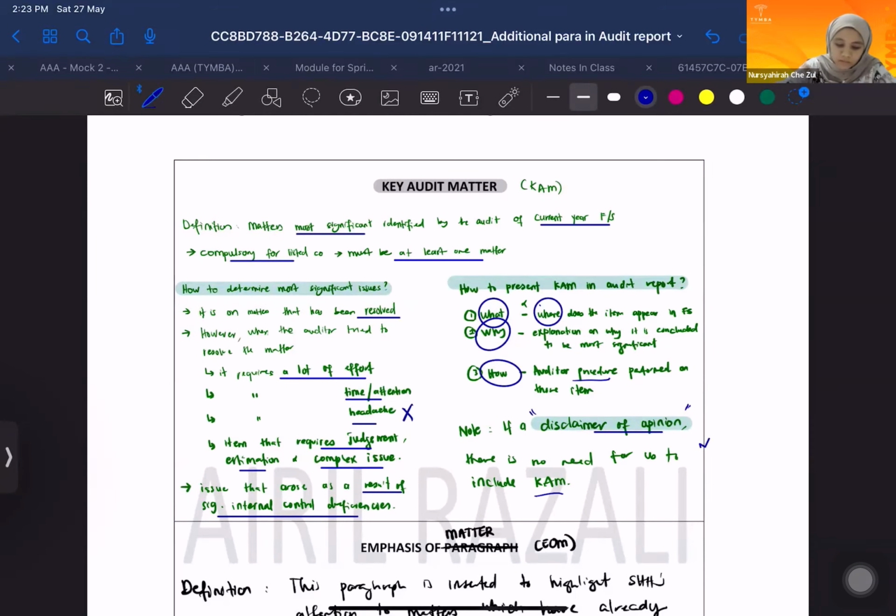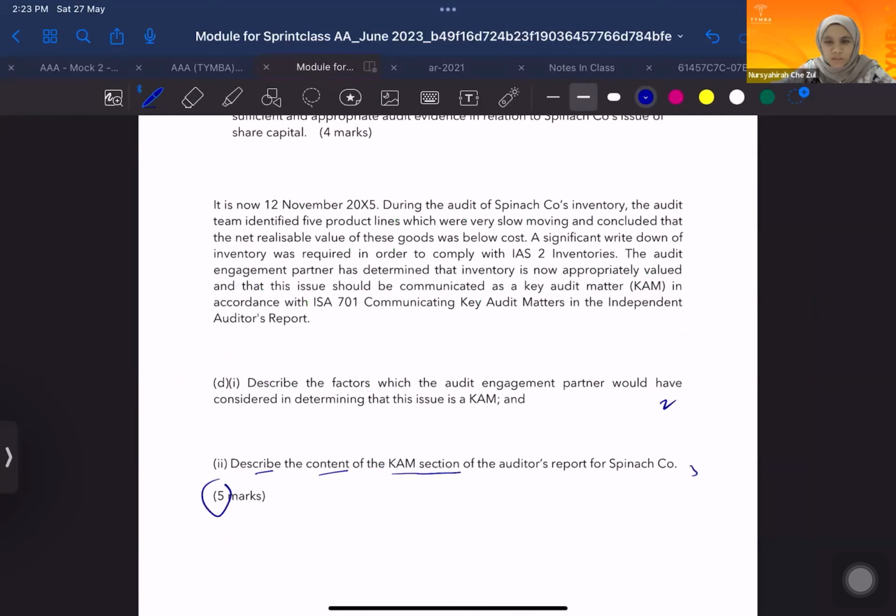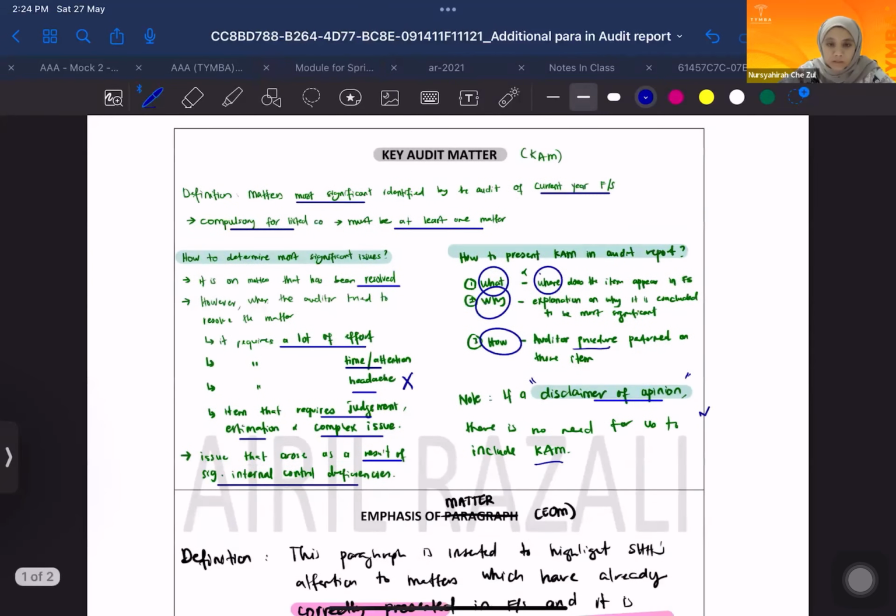Okay, so yeah, pretty easy, kan? If this question came out in the exam, can you answer now? Should be boleh, kan? Okay, what is this? It is now 12th November. During the audit, identified 5 product lines which were very slow moving and are being cost. Yeah, I think you can just throw in the answer for this one. Okay, done on KAM. Alright, let's move on.